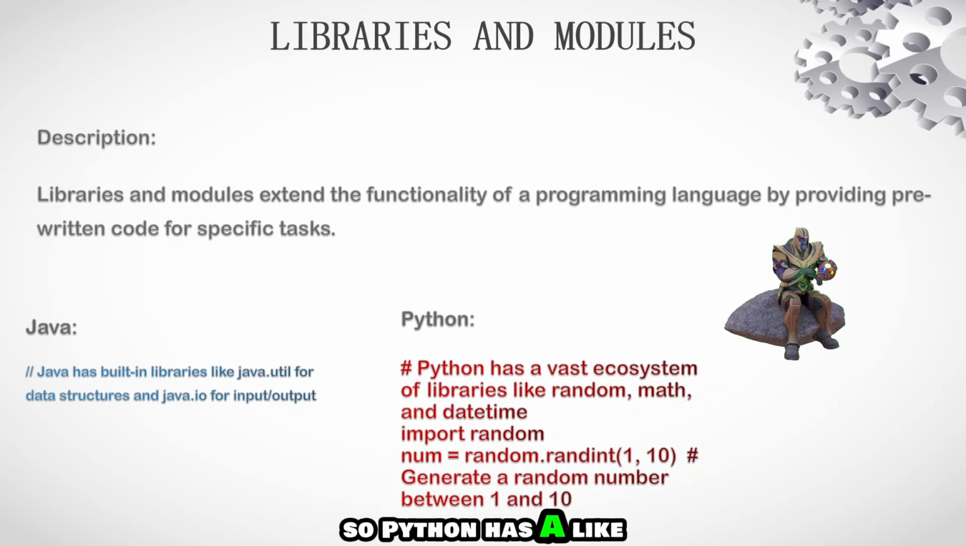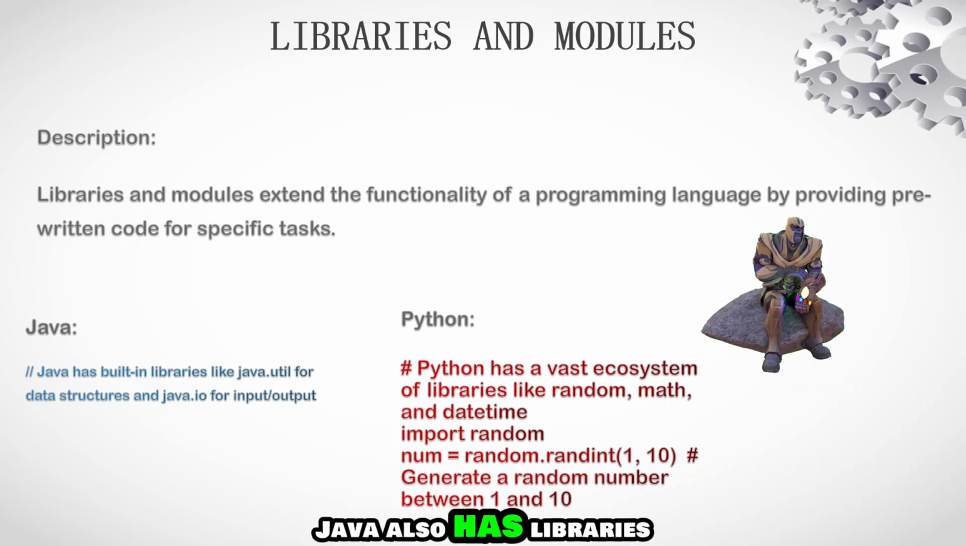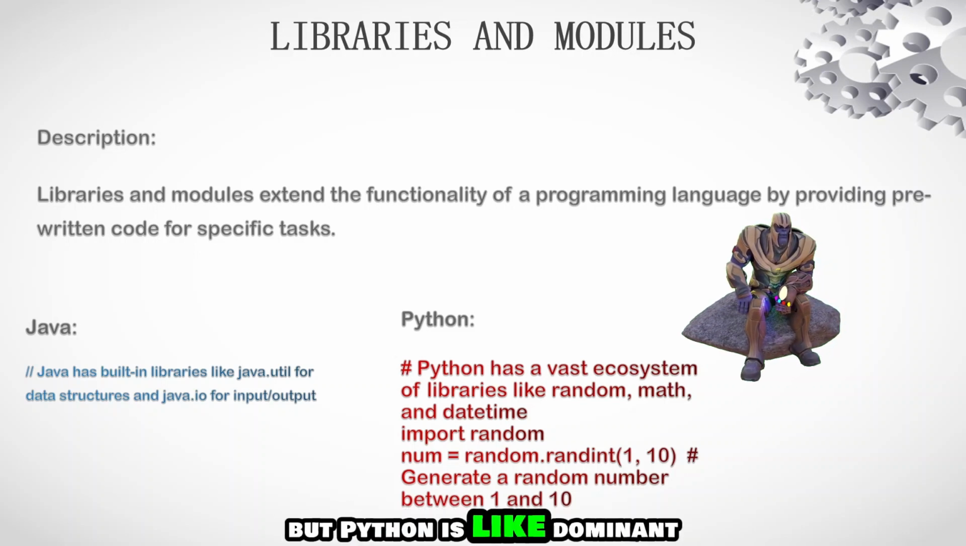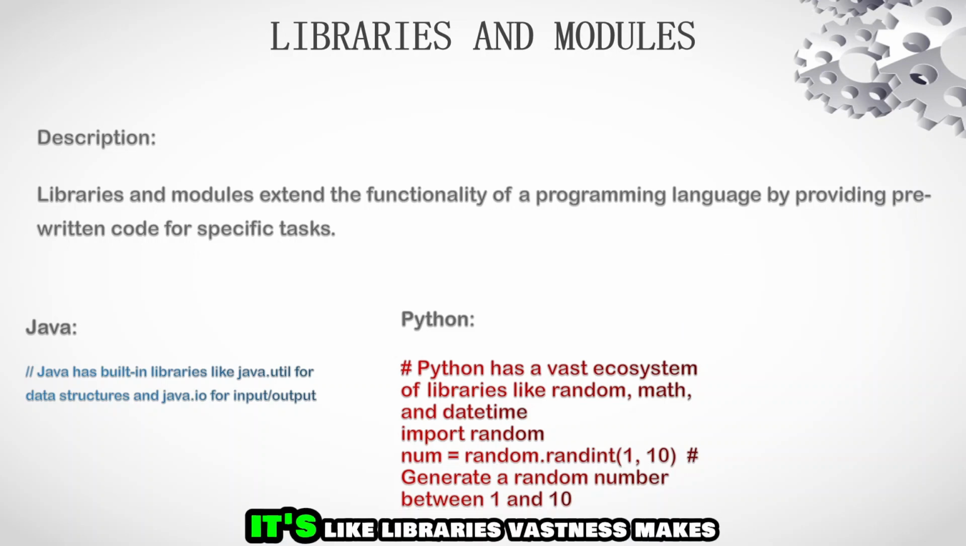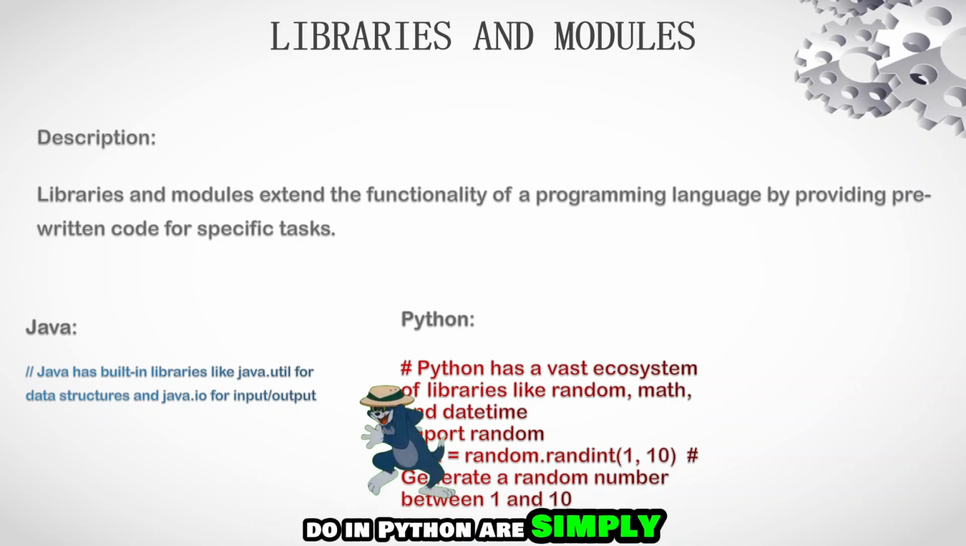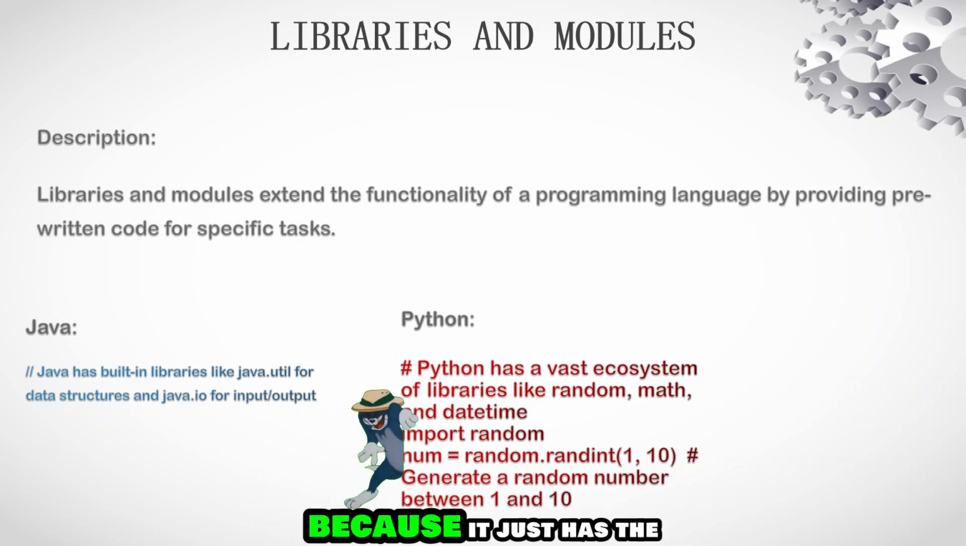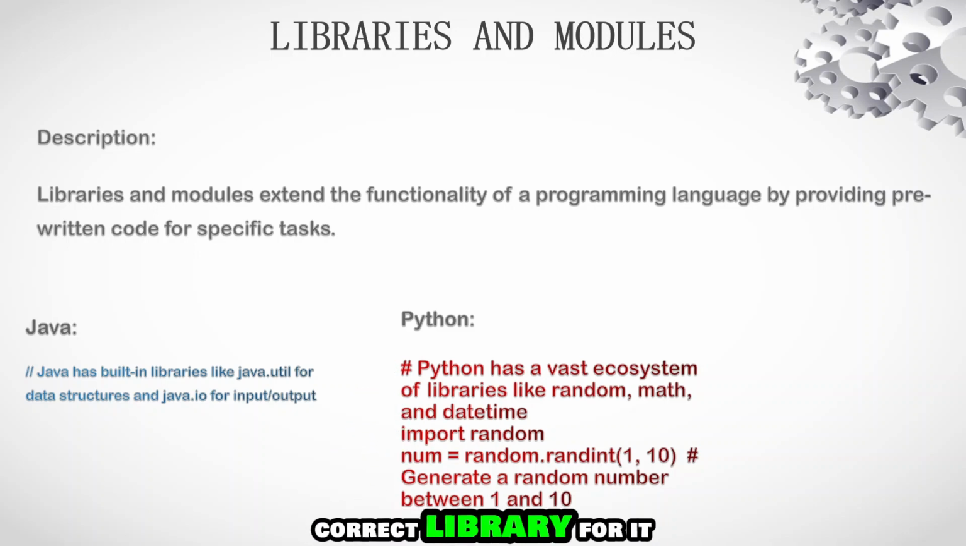Python has a lot of libraries. Java also has libraries, but Python is dominant in this. The vastness of its libraries makes it really, really simple. Some projects that you will do in Python are just so easy because it has the correct library for it, especially when it comes to AI.